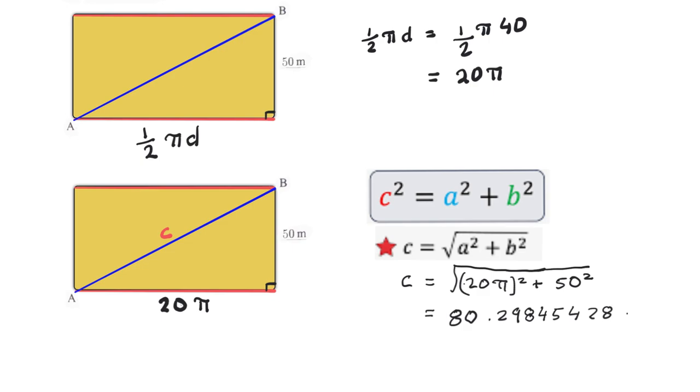80.29845428, and that is meters. But our question specifically asks for centimeters. So if we want to find centimeters, we need to multiply this by 100, and this will give us, approximately to the nearest centimeter, 8030 centimeters.